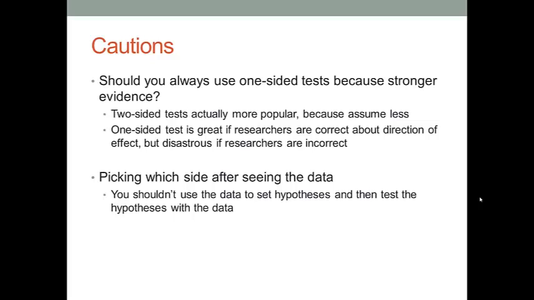Some students think then that they should just pick which side to look at after seeing the data. In other words, do a one-sided test in the direction of the effect that you actually see. This is pretty much like cheating. You're using the data to set hypotheses and then testing the hypotheses using that same data. You should always set your hypotheses before you do the study, before you collect the data, and based on prior research and prior understanding of the research area.